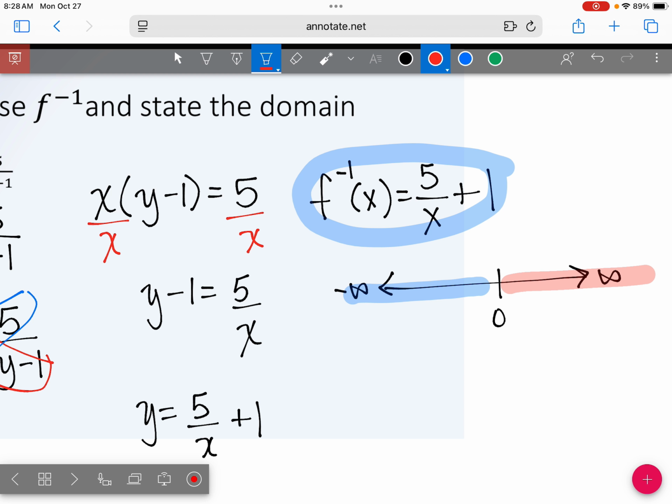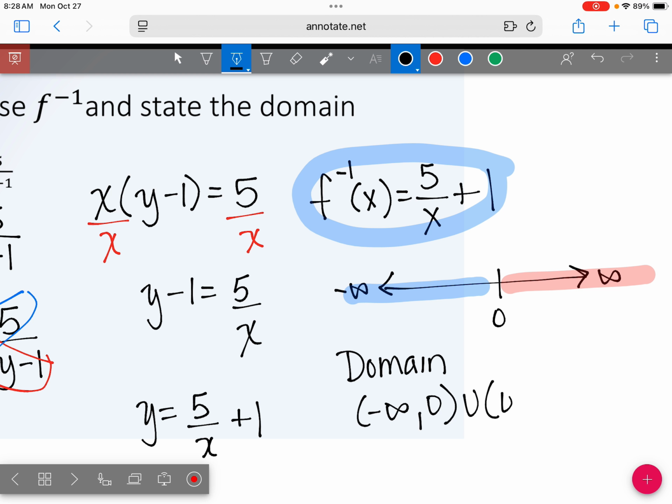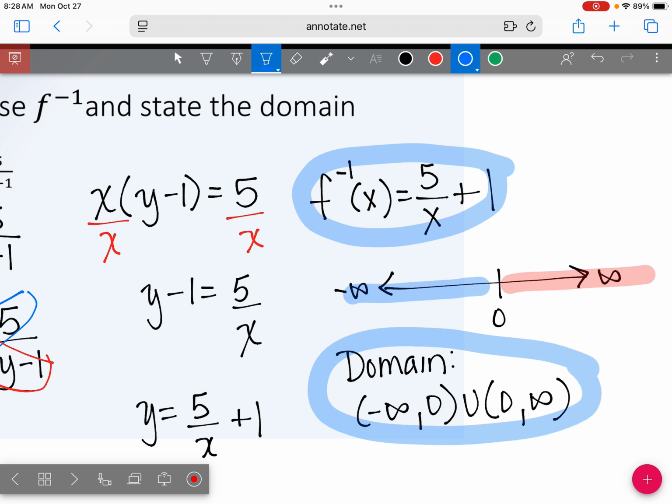So my domain is negative infinity to 0. Do I have any brackets in this one? No, because I can't use 0. So everything is a parentheses, and then 0 to infinity. And that is it.